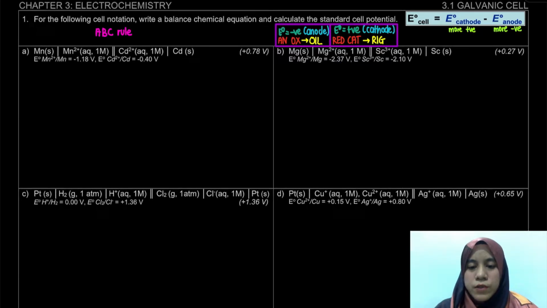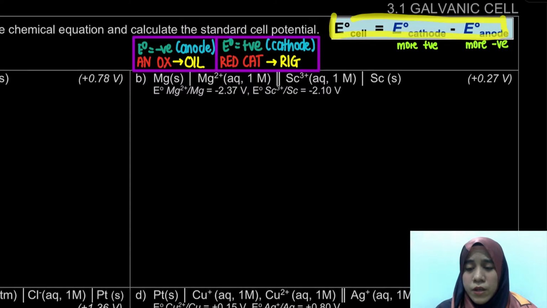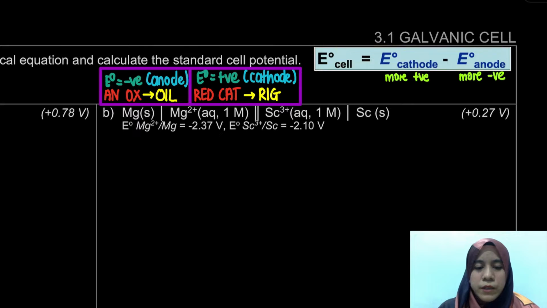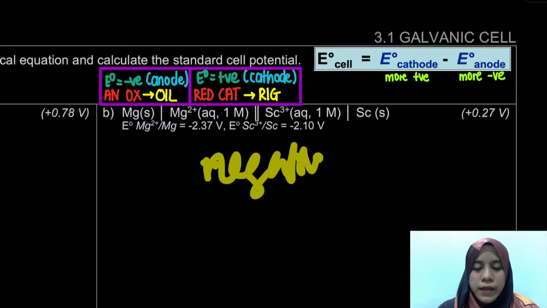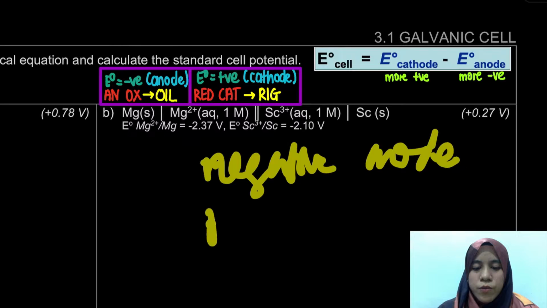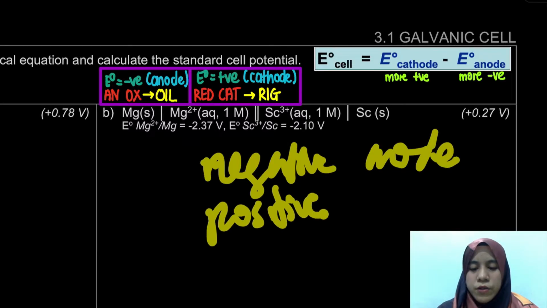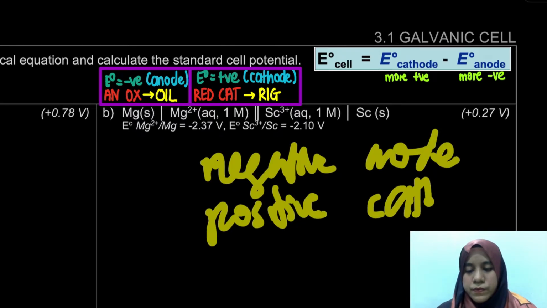The next one is to calculate the standard cell potential. Standard cell potential is calculated using this formula: E naught cell equals E naught cathode minus E naught anode. Previously we have talked about OIL RIG and AN OX, RED CAT. Based upon the E naught value, it is important for you to remember that if the value is more negative, it will be at the anode, while if the value is more positive, the species will be at the cathode.